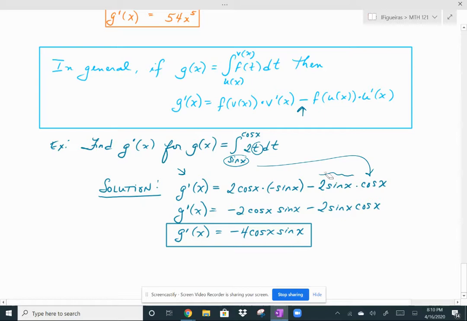So in the second line of this problem, I just multiplied it out. That gives me negative 2 cosine x sine x minus 2 sine x cosine x. These two are like terms, so your final result for g prime is negative 4 cosine x sine x. Okay, so now you should be ready to try the homework. Good luck.